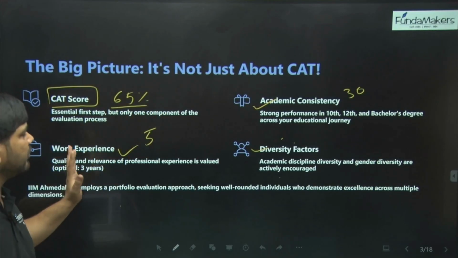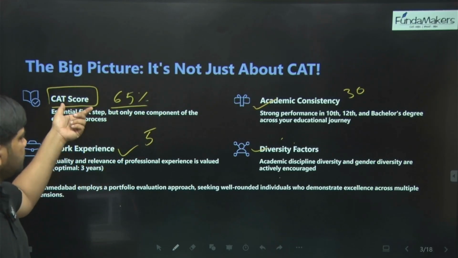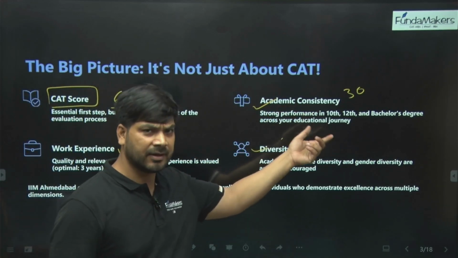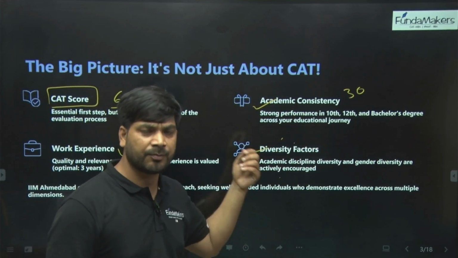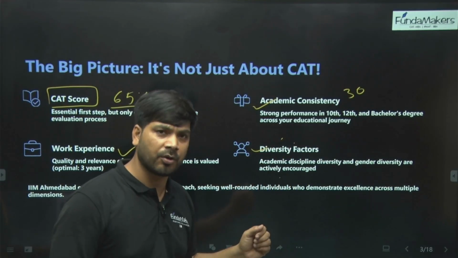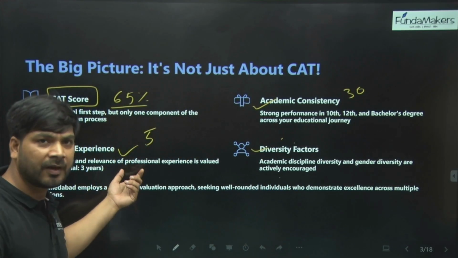So there are three major factors here. Your CAT score is 35%. Your academics is 10, 10, and 10. That means 10 points for your 10th percentage, 10 points for your 12th, and then 10 points for your graduation. And then you have 5 points on your work experience.